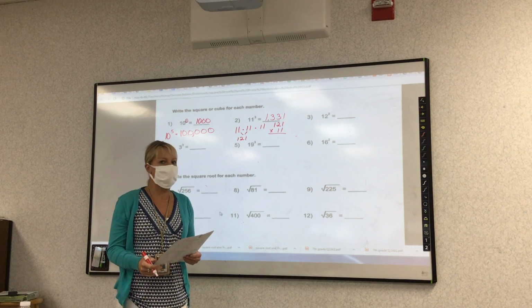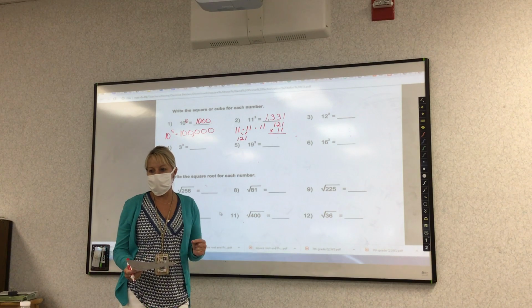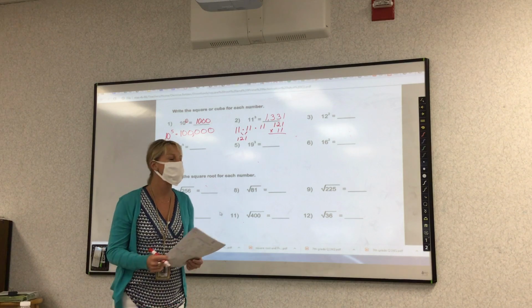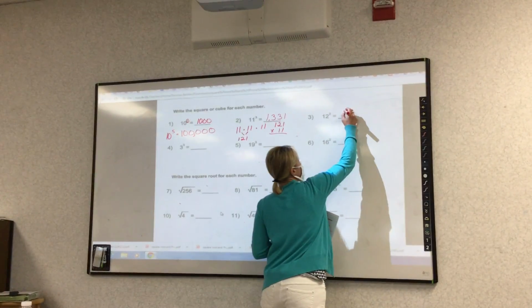12 squared. This is one you should have memorized. You need to get it memorized. It's a perfect square. 12 squared is 144.